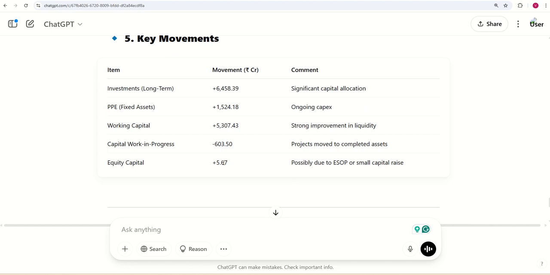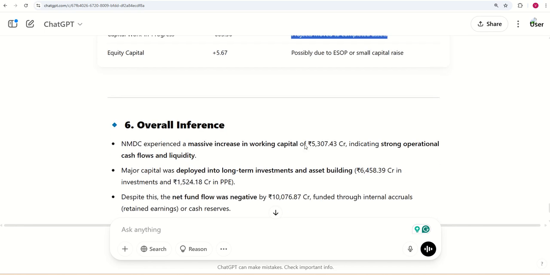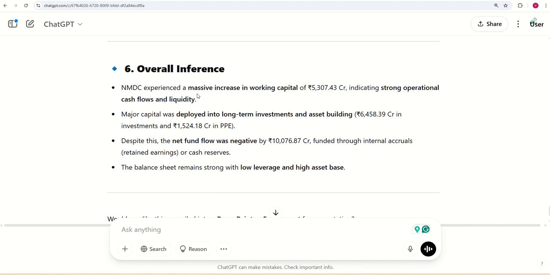Significant changes. What are the significant changes? There has been so much amount used for long-term investments, so much for fixed assets, and working capital has increased, and capital work in progress has decreased. That means the projects which were earlier work in progress have been completed and treated as completed assets. Overall performance: despite this, the net fund flow was negative, funded through internal accruals.